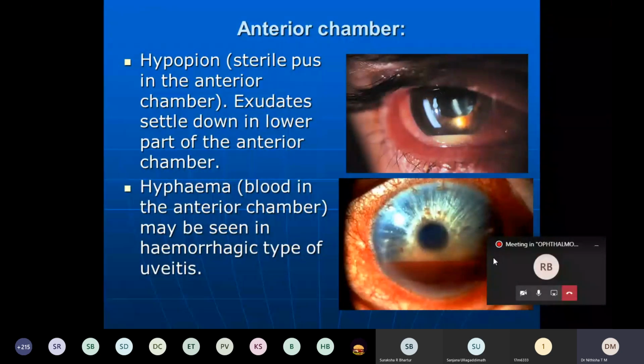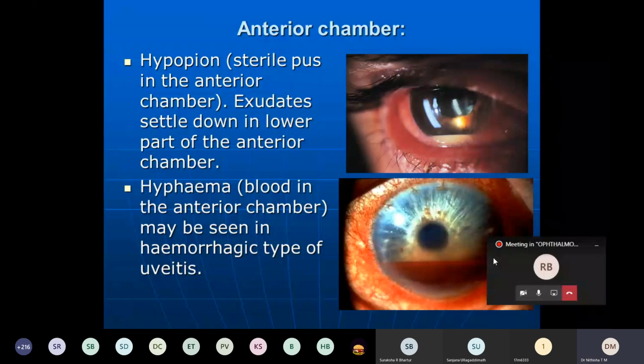Okay. What is hypopyon? Hypopyon is nothing but sterile pus in the anterior chamber. It is due to exudate which settles down in the lower part of the anterior chamber due to antigen and antibody reaction. Hypopyon can also be seen in corneal ulcers. Okay, and it is also seen in cases of Behçet's disease, a type of intermediate uveitis. So hypopyon is always seen in iridocyclitis, or it can be seen in keratitis also.